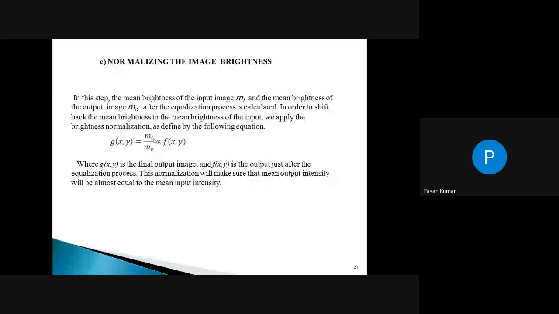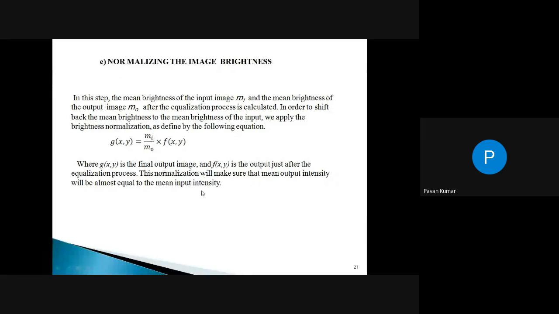That enhanced image we have to normalize. Why? Because we have to maintain the input image brightness. For that purpose, we go for normalization of the image brightness. Here I am using this function g of x comma y, which is the output image, equal to mi by m naught into f of x comma y, where f of x comma y is what we got after the previous step. Here mi stands for the input image mean brightness, and m naught indicates the output image mean brightness. Based on this, we normalize the image brightness. So g of x is the final output image.